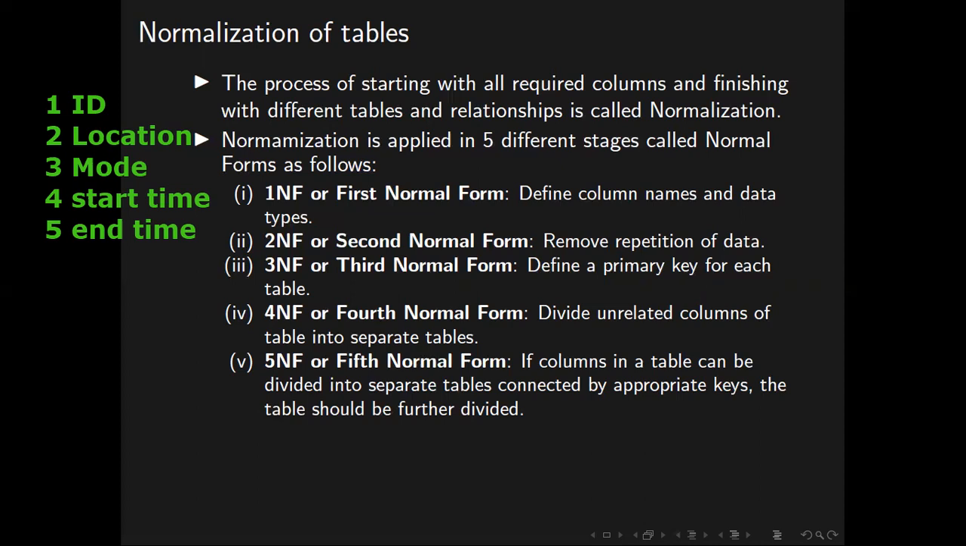Then third normal form: define a primary key for each table. Each table must have one primary key. Even if you split the table, the split table should also have one primary key column. That is third normal form. Third normal form imposes that you must have one primary key for each table.